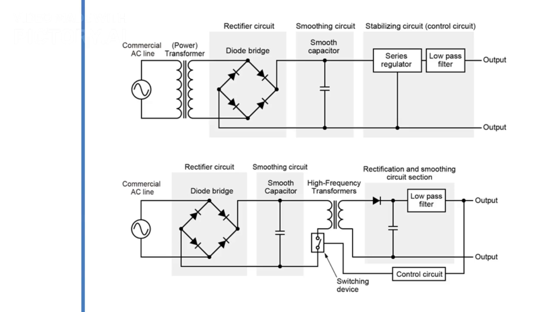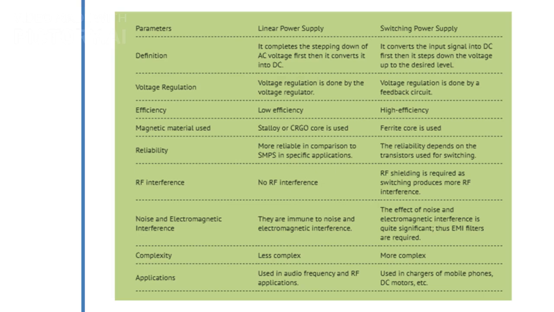stabilizing circuit components. Linear power supplies are less efficient but simpler and more reliable, while switching power supplies are more efficient but complex and can cause noise and electromagnetic interference.